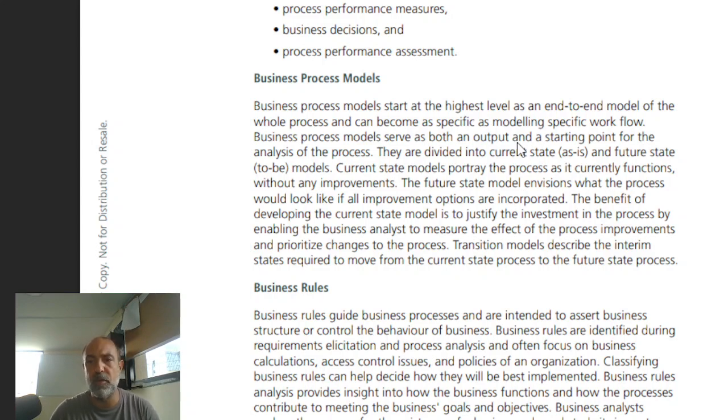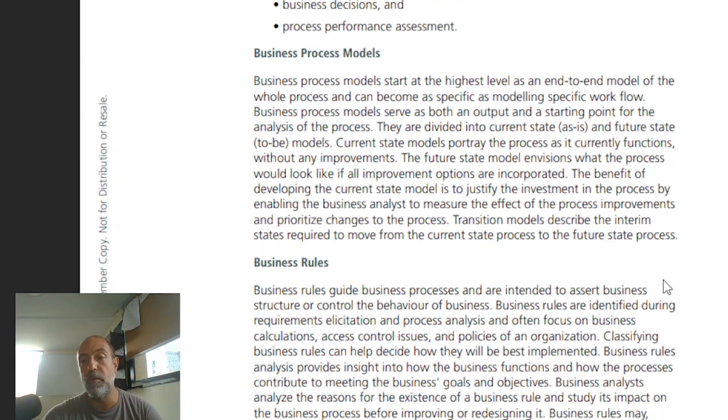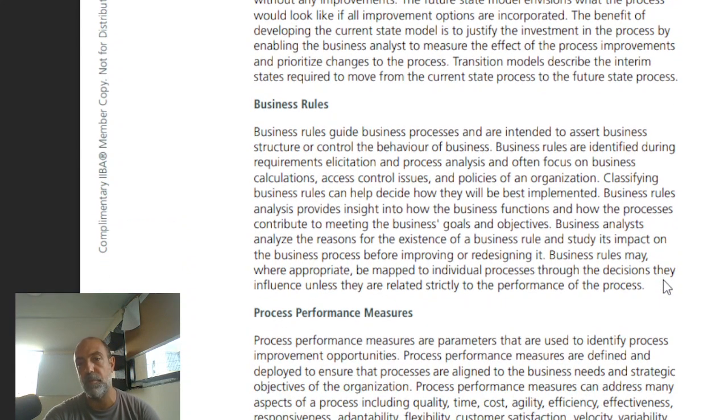They are divided into current state (as-is) and future state (to-be) models. Current state models portray the process as it currently functions without any improvements. Future state models show what the process should look like after improvement options. And in between, the benefit of developing the current state model is to justify the investment in the process by enabling the business analyst to measure. So I have to show you what it's going to look like in the future, but you need something to compare it to now. Transition models describe the interim states required to move from the current state process to the future state process.